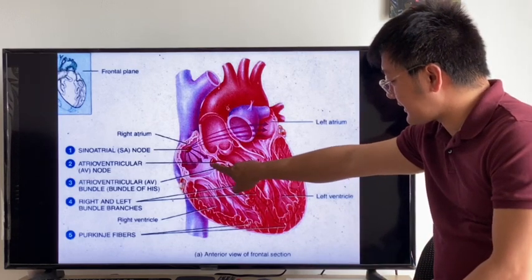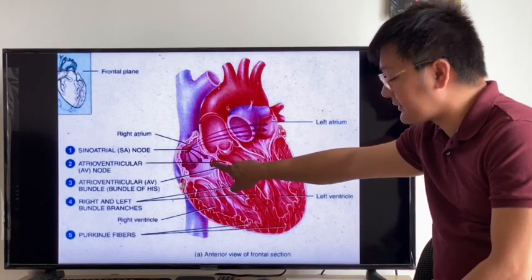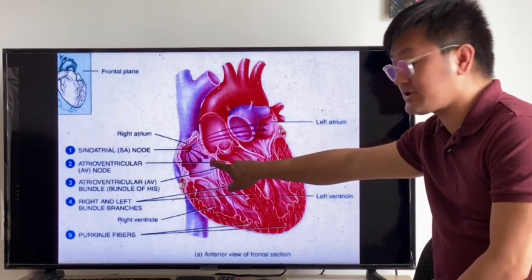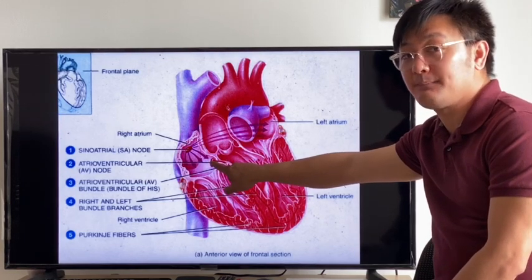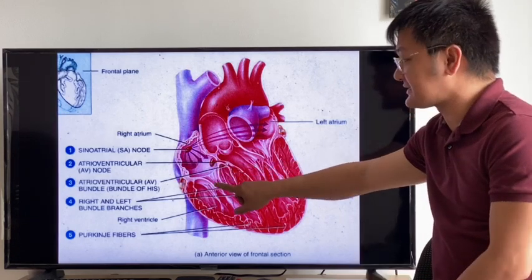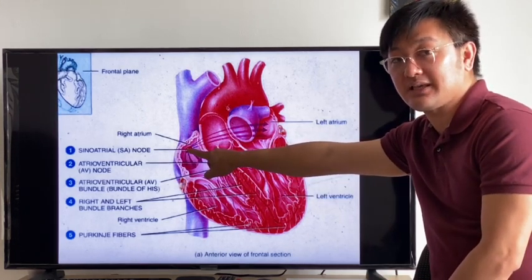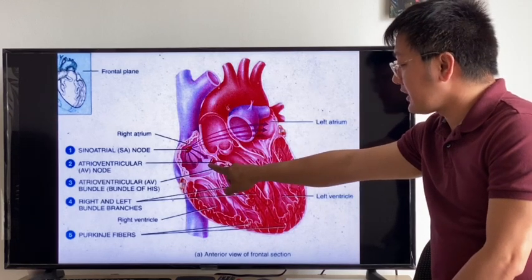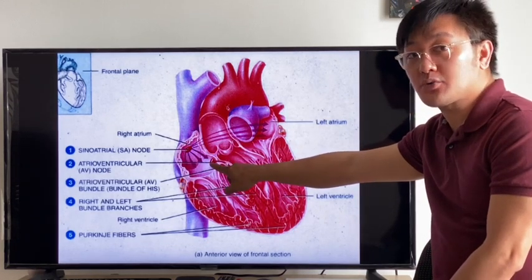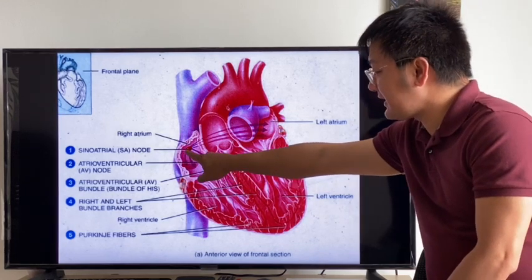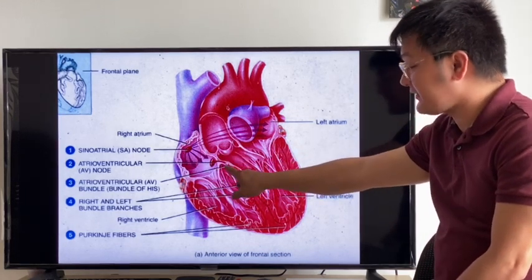This other one here is what we call the AV node. The AV node can generate a heart rate ranging from 40 to 60 beats per minute. Don't forget this: the SA node can generate a heart rate ranging from 60 to 100. Your AV node can generate a heart rate ranging from 40 to 60.